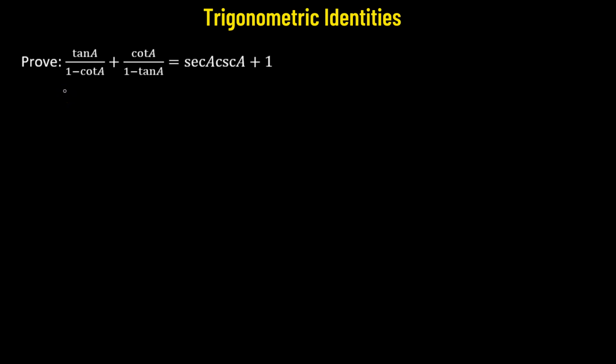We need to prove the following. So let's begin from the left hand side of the given expression. On the left hand side we have tangent of A divided by 1 minus cotangent of A. But we can use the fact that cotangent of A is the reciprocal of the tangent function. That means we have 1 over tangent of A. So we will replace cotangent of A with 1 over tangent of A.